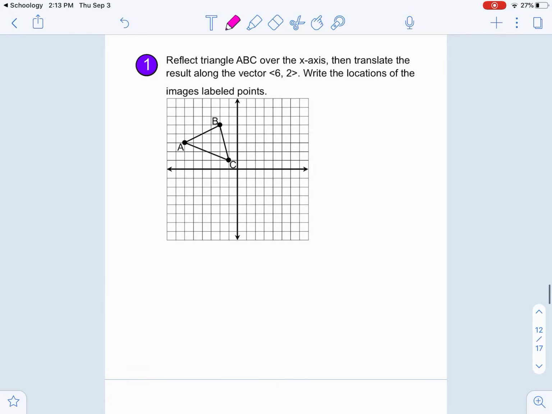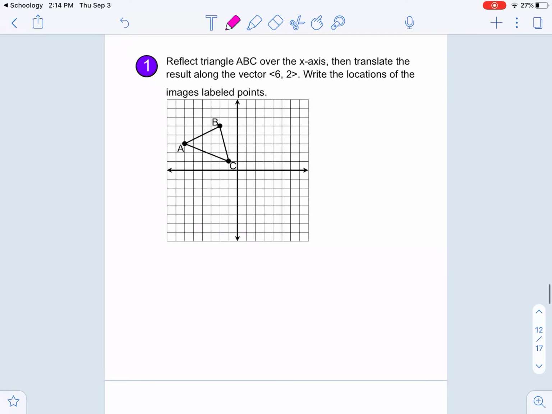All right, let's do this. So it says reflect triangle ABC over the x-axis. So you're going to do that first. Then translate the result along the vector 6, 2. Write the location of the image's labeled point. So the image is the final image. Let's keep that in mind. So let's just get started.